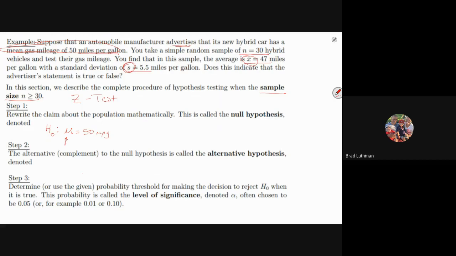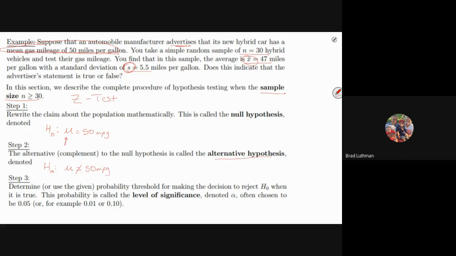Okay, you take a simple, does this indicate it? So if we read all this, all we want to know is whether this is true. We're not trying to figure out whether it's higher or lower. All we're trying to figure out is whether it's true. So we write H sub A, as in the alternative hypothesis, right? And what we're trying to say is this is not equal to 50.